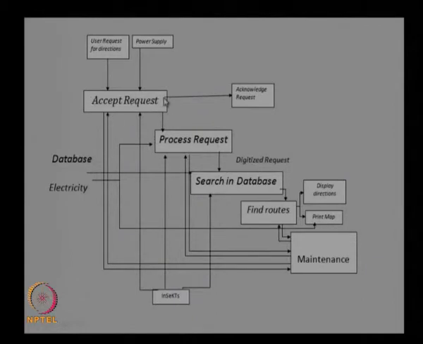So the output from this will be going to the process request, where the request will be processed, and the process request will be sending the data to the search and database function. So here the digitized request will be passed to this function, and then the output will be passed to the find routes function, and then finally the output will be given from here. So these are the 4 functions which can be identified from the A0 function.